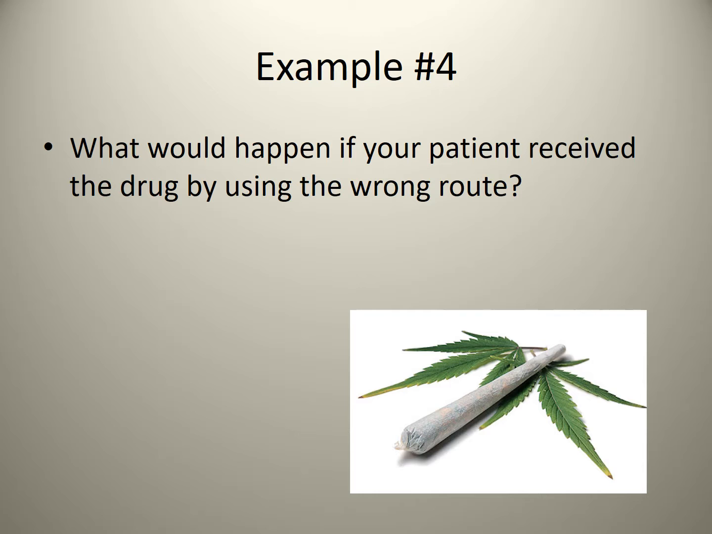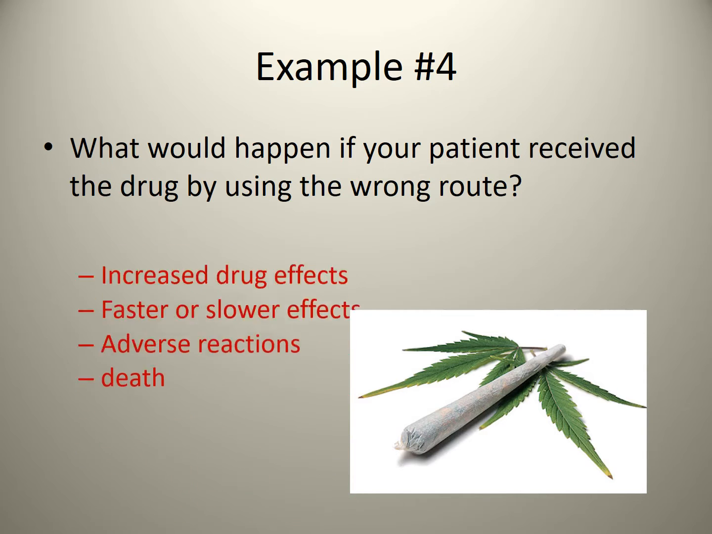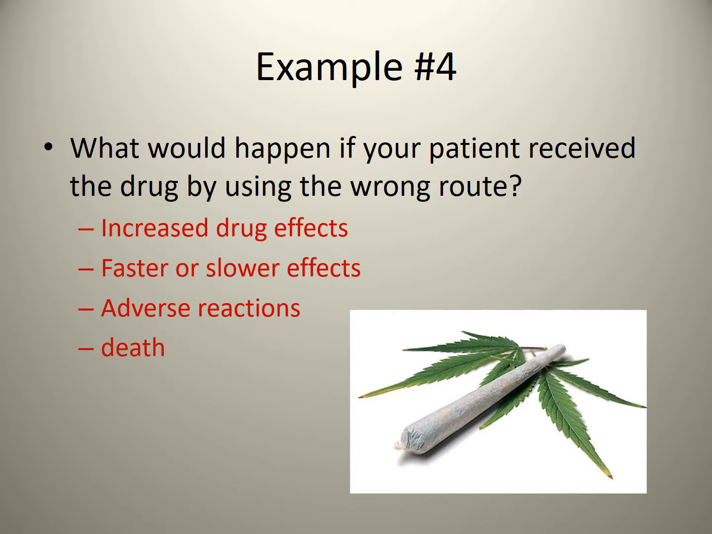Example number 4. What would happen if a patient received a drug using the wrong route? If a drug was given by using the wrong route, there could be an increase of drug effects. The drug works slower when it has to be absorbed in the digestive tract prior to reaching the bloodstream. If the wrong route involved the same amount of drug being put directly into the bloodstream, then the increased drug effects would happen immediately. The wrong route may cause adverse reactions and side effects. Again, it could cause death.